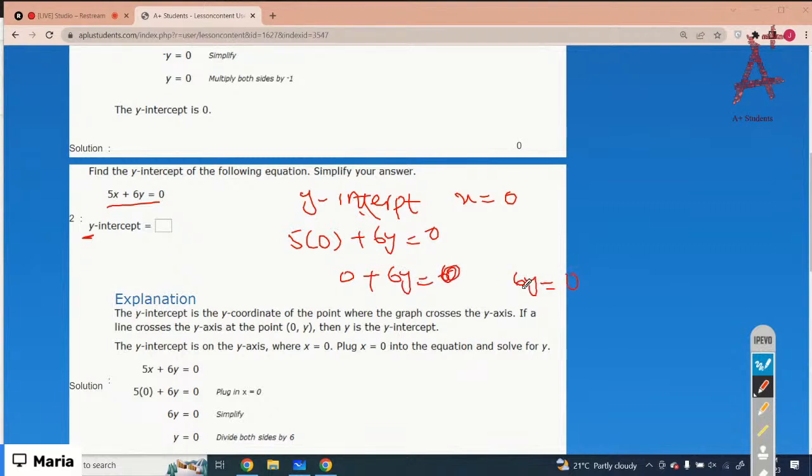0 plus 6y is 6y equals 0. Divide both sides by 6. That means y equals 0. That means the y-intercept is 0. Basically, x is 0 and y is 0. The graph is like this. The line is passing through the origin. Got it?